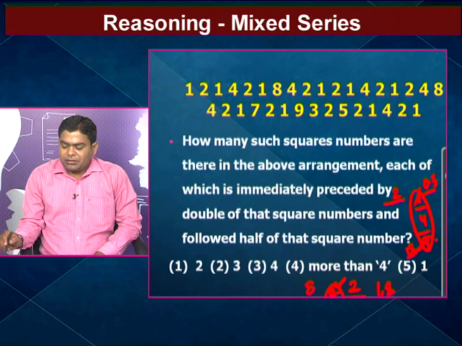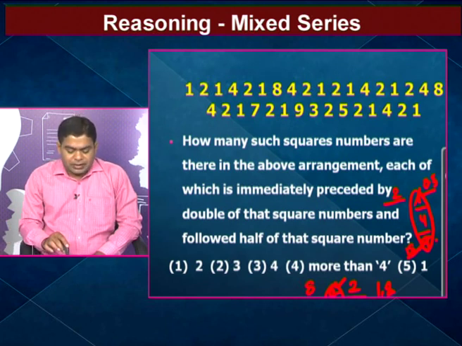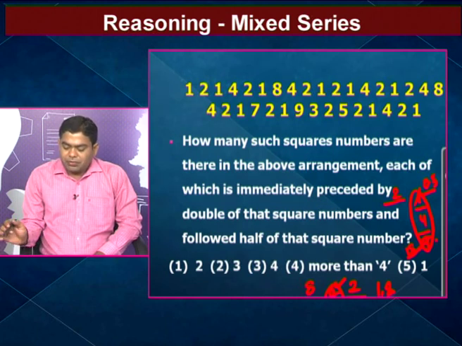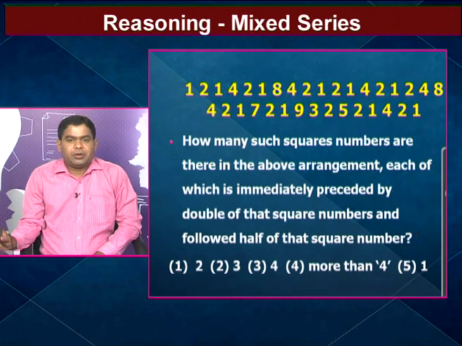So in our question 1 does not satisfy the condition, 9 does not satisfy the condition. That's why we go to only 4. Here 4 must be preceded by 8 and followed by 2. So we count those 4s, and only 2 4s satisfy the given condition. In our question the options are: first option 2, second option 3, third option 4, fourth option more than 4, fifth option 1. So only 2 perfect squares satisfy the given condition. 2 means the first option. So we go to the next question.